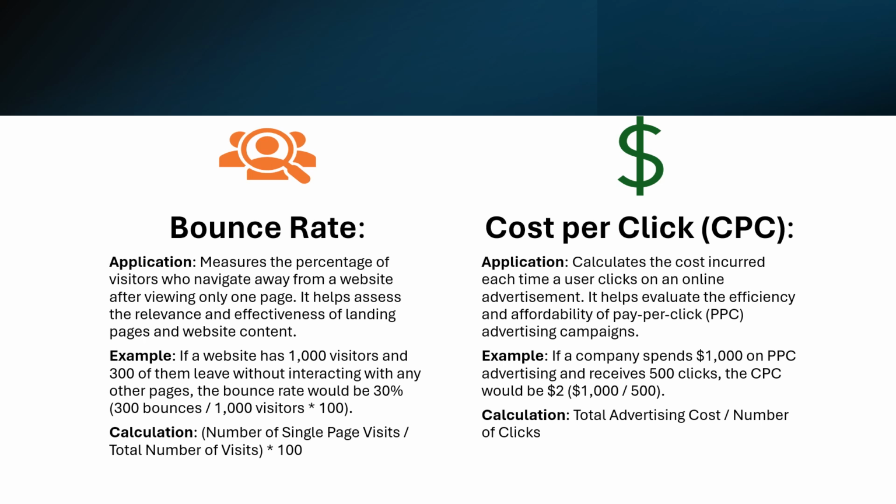Then comes the CPC. This calculates the cost incurred each time a user clicks on an online advertisement. This is a very costly one. With CPC, normally if a particular person clicks, then only it will be generated. So that can be a disadvantage for those companies, because maybe your competitor is just draining your budget. But how is it helping us? It is helping to evaluate the efficiency and affordability of pay-per-click advertising campaigns. So let us take an example. If a company is spending $1,000 on PPC advertising and receives 500 clicks, the CPC would be $2. That is $1,000 of advertising cost divided by the number of clicks.